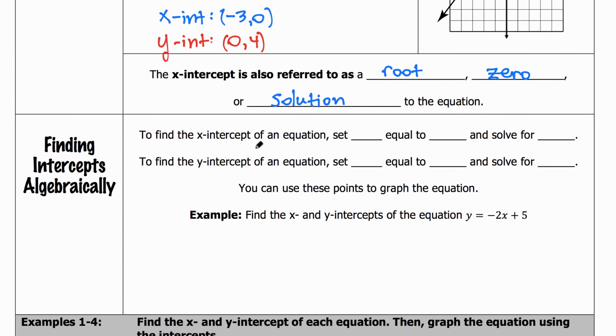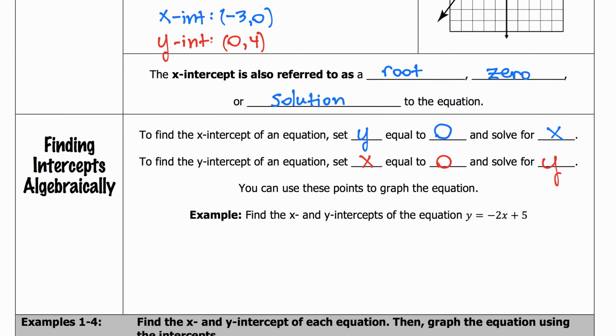So to find intercepts algebraically, it's pretty simple. To find the x-intercept of an equation, we set y equal to 0, and we solve for x. To find the y-intercept of an equation, we set x equal to 0, and we solve for y. And then once we've found these 2 points, we can actually use those to graph the equation.